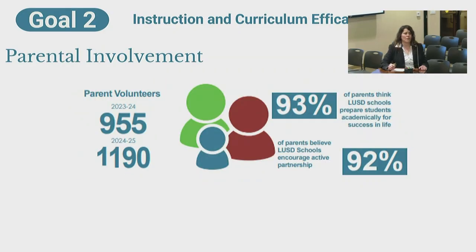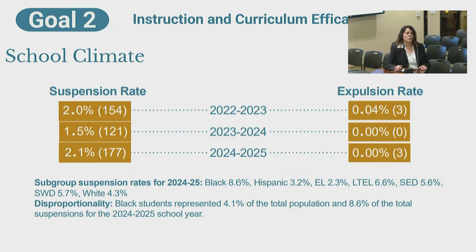Looking at parental involvement, we have very strong parental involvement. It continues to grow. You can see from 23 to 24 to 24-25, we've grown to 1,190 parent volunteers. 93% of our parents believe LUSD schools prepare students academically, and 92% of our parents believe LUSD encourages partnerships. Our school climate shows over time, suspension rate, and expulsion rate. It's a 3-year span. These are overall ratings, and below it gives subgroup suspension rates for the school year.